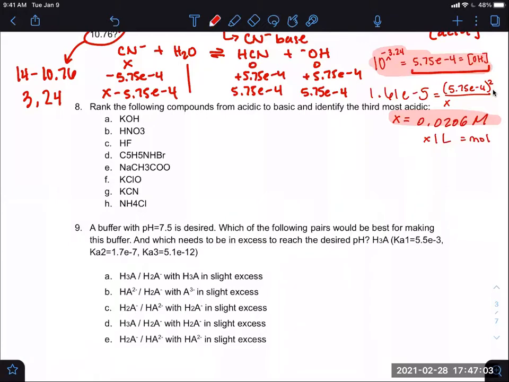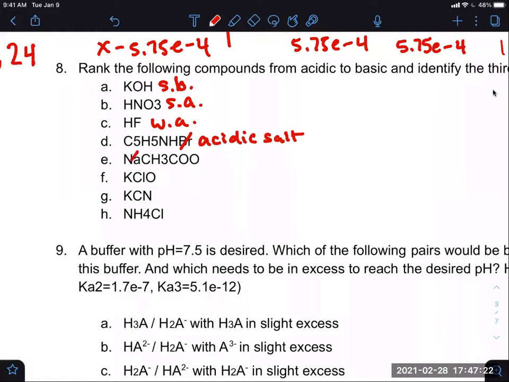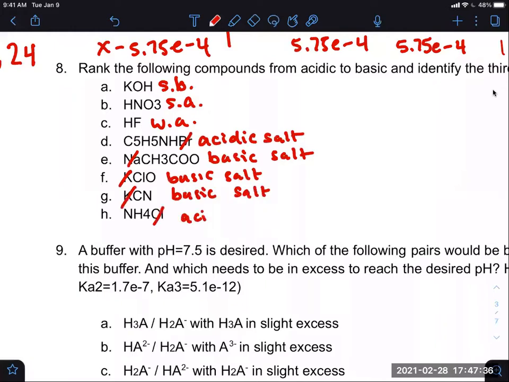First thing I'm gonna do is label what everything is, then I'm gonna divide them up and separate them, okay? First one is a strong base. Next one, strong acid. Next one, weak acid. Next one, acidic salt. Next one is basic salt. Next one, basic salt. Next one, basic salt again. This one, acidic salt.